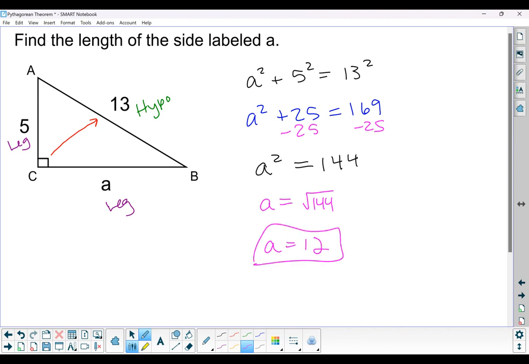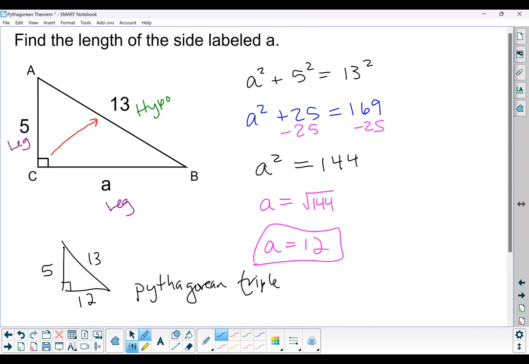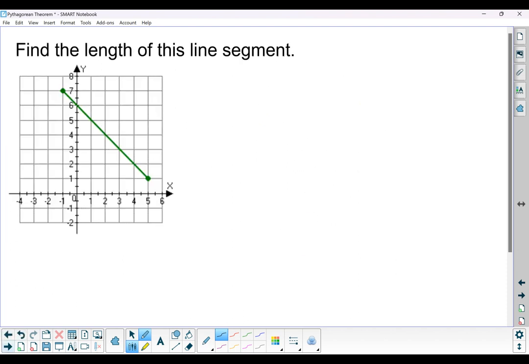This one's an integer. When you have a right triangle and all three sides are integer lengths, like 5, 12, and 13, that's called a Pythagorean triple. And there are lots of Pythagorean triples. Another really common one is 3, 4, 5. You may have heard of that one before, but there's lots of them. A lot of right triangles have a radical or a decimal as one of their side lengths, but there are some that are integers.